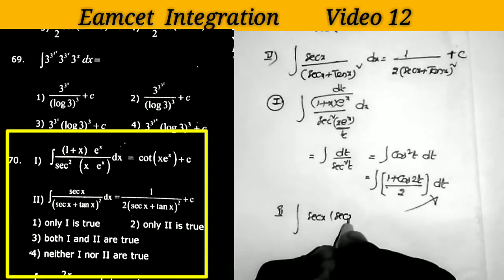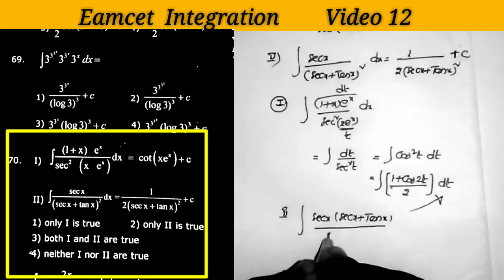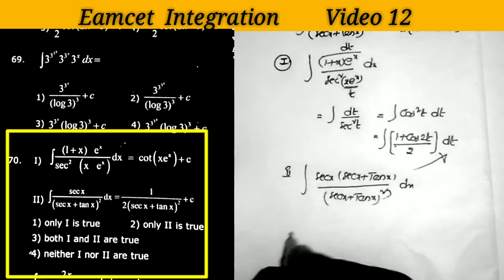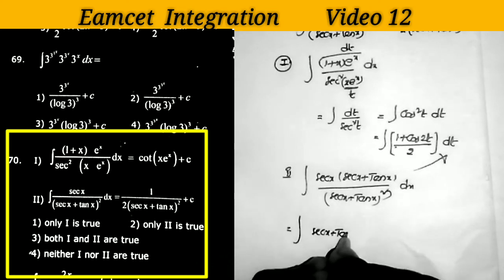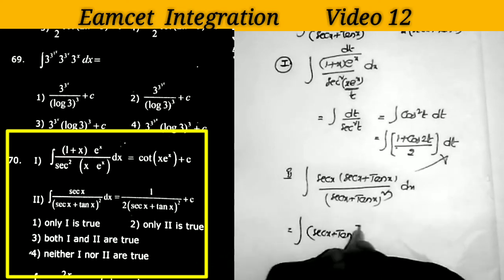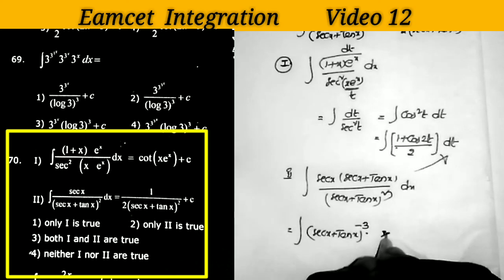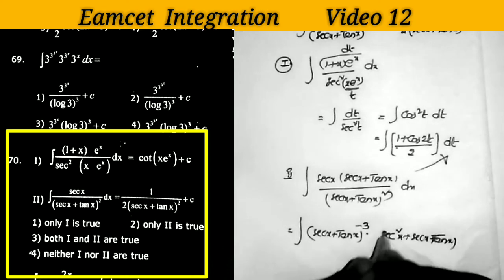Now coming to the second statement: integral of secant x by (secant x plus tan x) whole square. Now I change this question: first I multiply both numerator and denominator by the value secant x plus tan x. Then the question becomes secant x into (secant x plus tan x) by (secant x plus tan x) whole cube. This equals (secant x plus tan x) whole cube, writing this value in the numerator, that becomes minus 3 into what is the remaining value? Secant square x plus secant x into tan x, into dx.